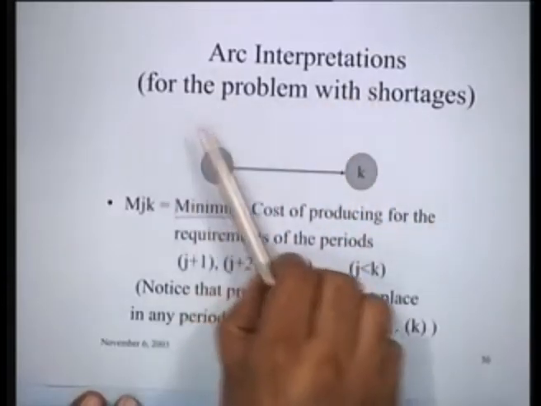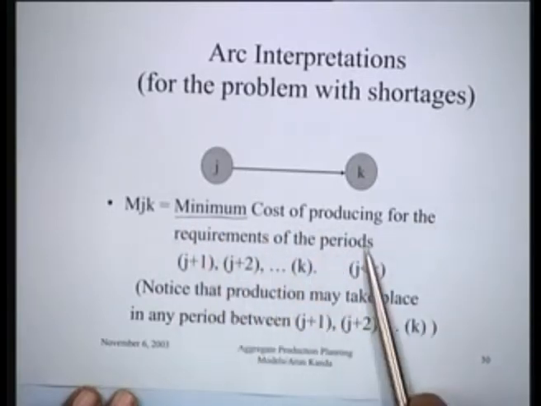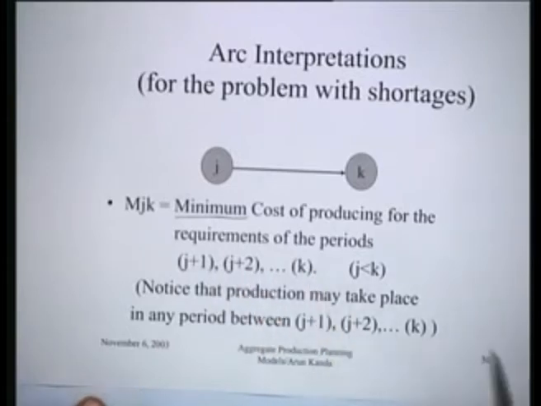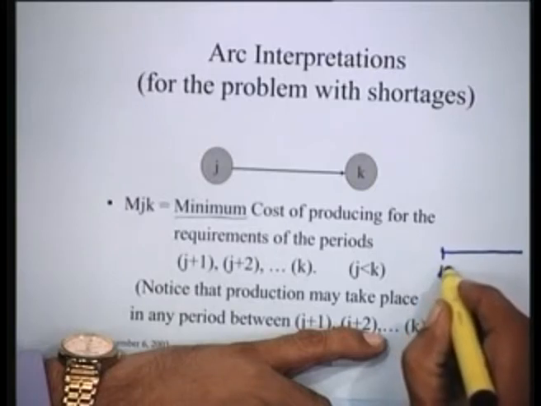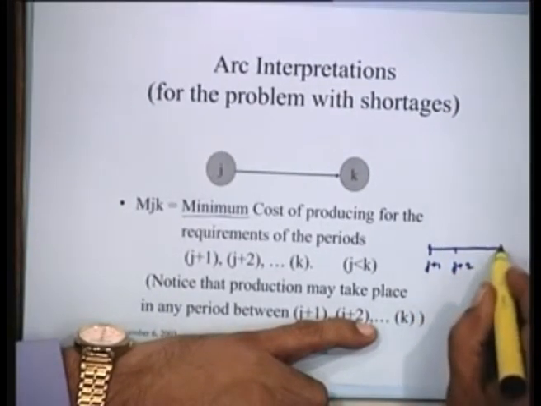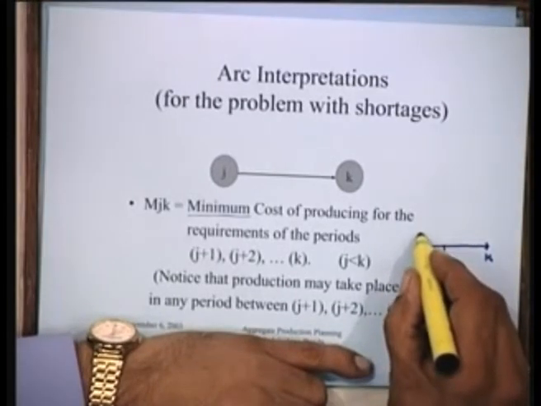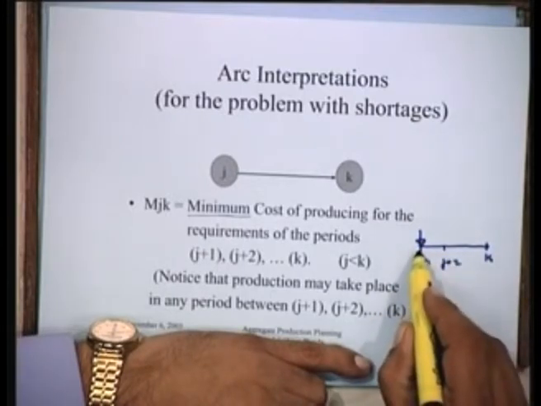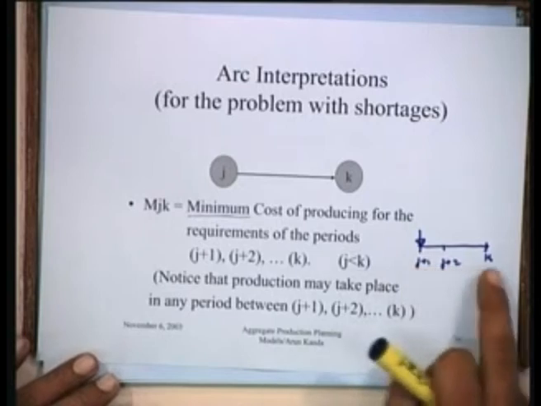So the arc interpretations for the problem with shortages are that MJK is now to be interpreted as the minimum cost of producing for the requirements of the period J plus 1, J plus 2 and so on up to K. That's exactly what we were doing earlier, right? You see, what this means is something very interesting. We have said that earlier, if you have period j plus 1, j plus 2 and so on up to k, in the no shortage case we had assumed that production will take place only in this period. This is the only time when production will take place, and this production will satisfy the demand of the entire planning horizon. Isn't that so? Because we were not allowing any shortages.